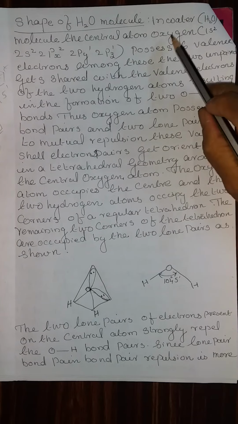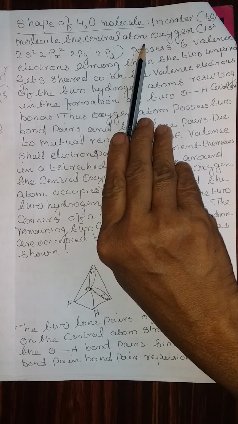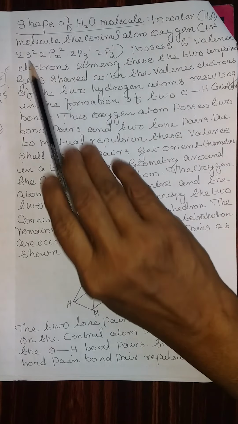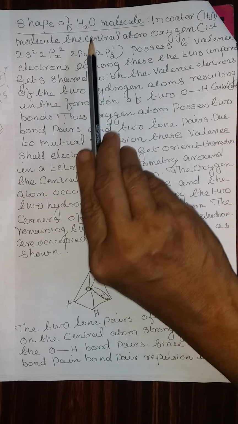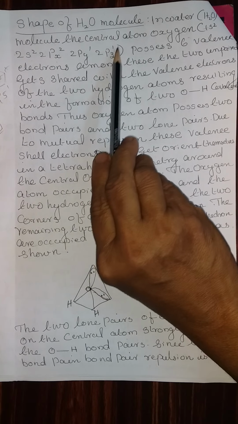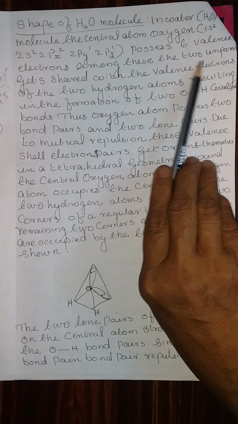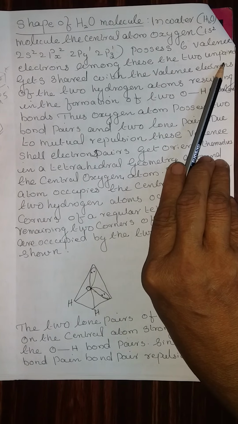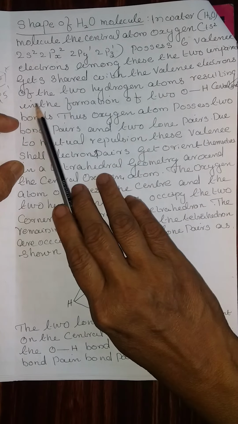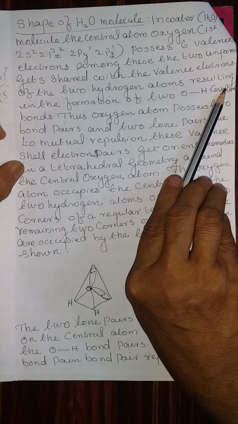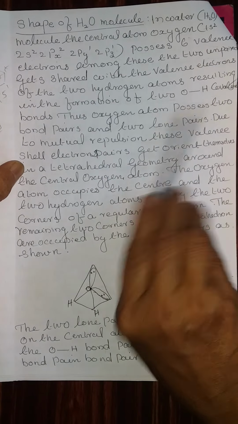Therefore, in the water molecule, the central atom, oxygen, 1s2, 2s2, 2px2, 2py1, 2pz1, possesses 6 valence electrons. Among these, the 2 unpaired electrons get shared with the valence electrons of the 2 hydrogen atoms, resulting in the formation of 2 O–H covalent bonds.